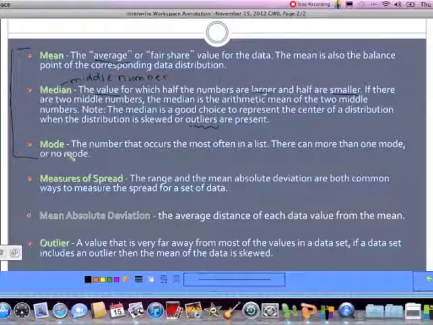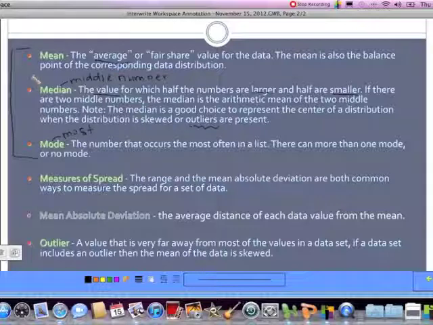Your third measure of center is mode, and mode means the number that occurs the most often in a list. So if you can remember mode is the most, then you will be good to go. There can be more than one mode, or there could possibly be no mode. Now, this lesson mainly focuses on these three, and these are called measures of central tendency, because these are basically just values that attempt to describe a central position within a set of data. So that's why they're called measures of center.